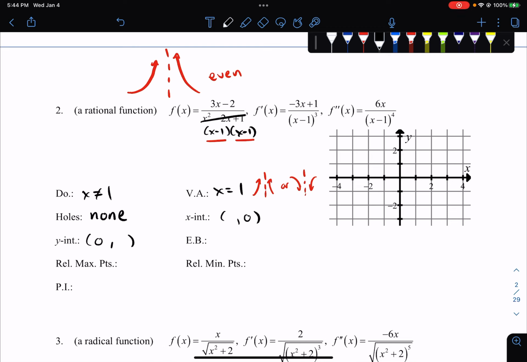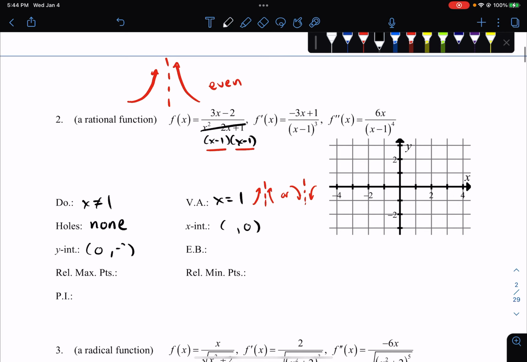On the bottom, I end up with 1. On the top, I end up with negative 2. So that means my y-intercept is just negative 2. Now my x-intercept, I have to set 3x minus 2 over x minus 1 squared equal to 0. So when I multiply that over, it goes away. So 3x minus 2 equals 0. So 3x equals 2. So x equals 2/3. So there are my points on the graph.